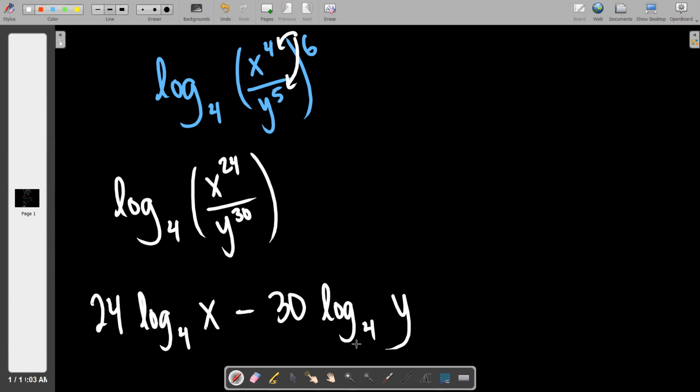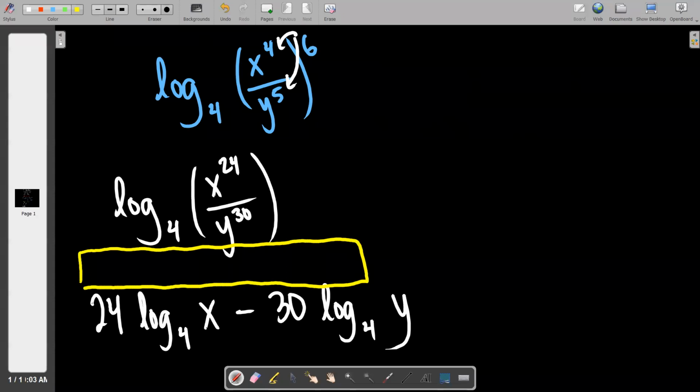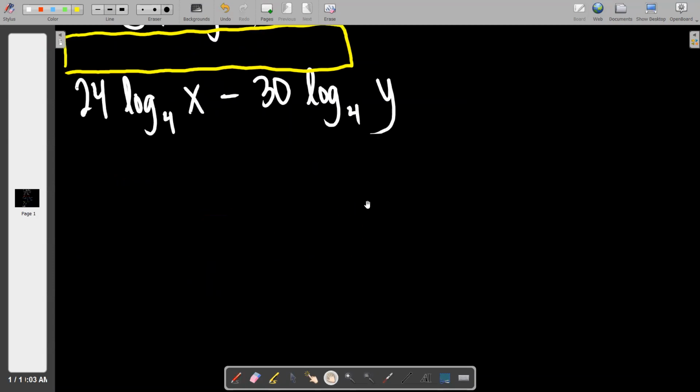Now, if you're not comfortable with what Alyssa just did, if there's an awkward space in this yellow box, if you're not comfortable jumping, don't jump. It's okay. There was a step in the middle where it would have been log base 4 of x to the 24th minus log base 4 of y to the 30th. And then you wind up bringing the 24 and the 30 down. Do it now, do it later. It doesn't matter to me. Okay. Still comfy? Okay, good.